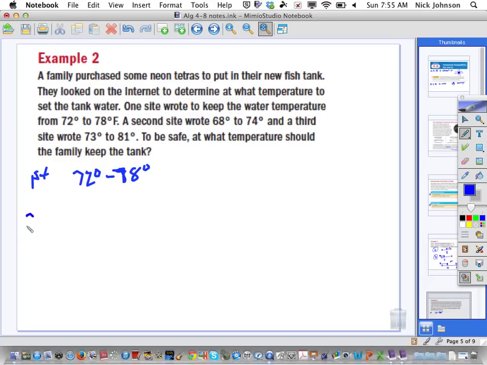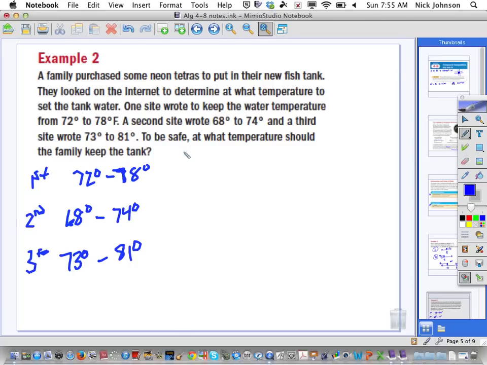The second site said it needed to go from 68 degrees to 74 degrees. And the third site wrote 73 degrees to 81 degrees. To be safe, at what temperature should the family keep the tank? Okay?